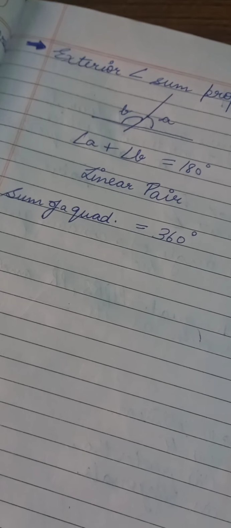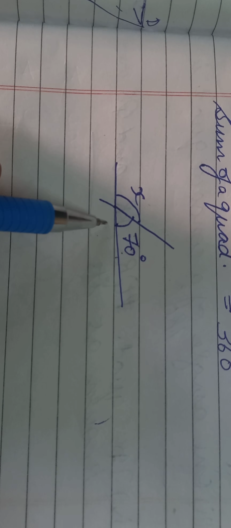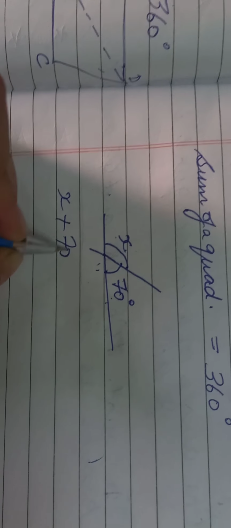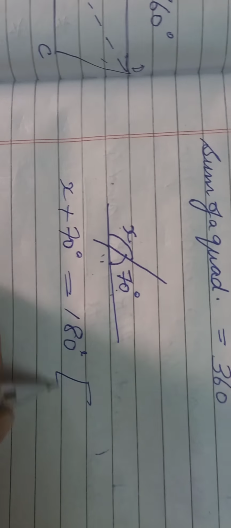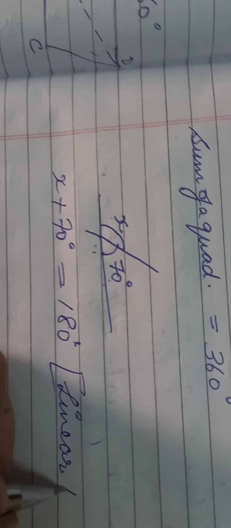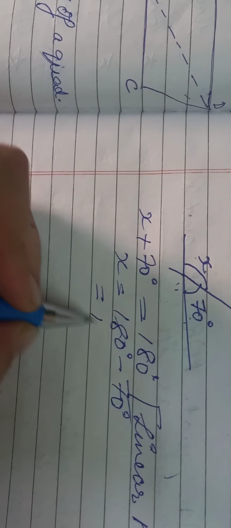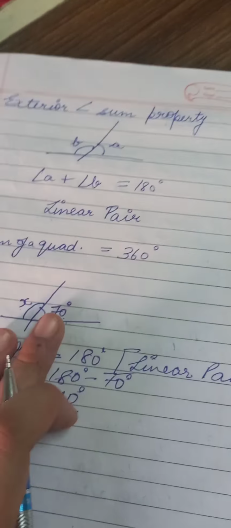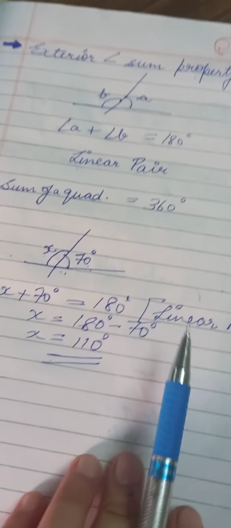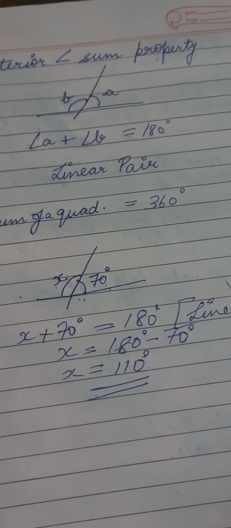So let's do one example for this. Let this be the example. This 70 degrees is our interior angle and this x is our exterior angle. If we have to find x, how will we do it? So I am doing that. x plus 70 degrees is equal to 180 degrees, linear pair. OK, x is equal to 180 degrees minus 70 degrees, that is equal to 110 degrees. So we have solved it. So in this way you have to find the exterior angle sum property. So let's move to the next page.